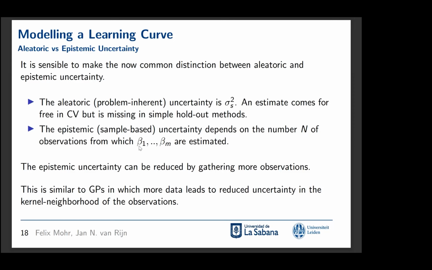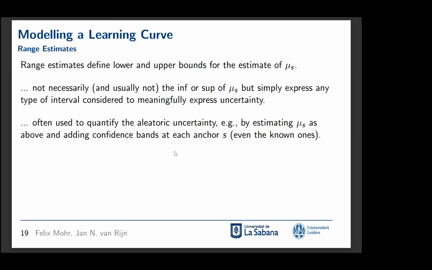So in the case of parameter fitting, what we are uncertain about in the epistemic case is the correctness of the values of these betas, because we have maybe not seen enough samples. So we would somehow maybe like to express our uncertainty about these estimates. There are in the literature two approaches, and we'll go into a bit more depth on this, but the first one is the range estimates.